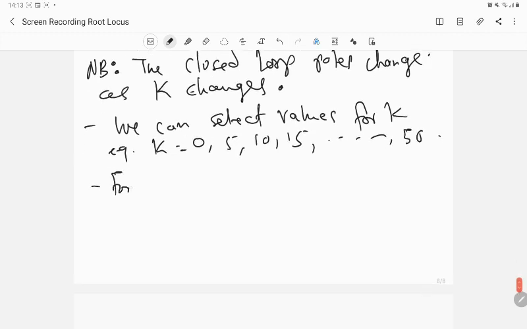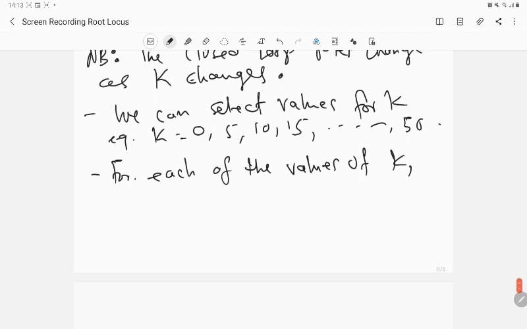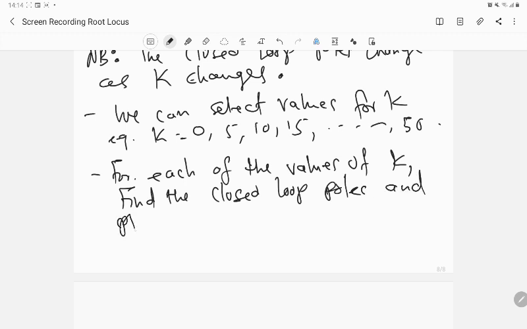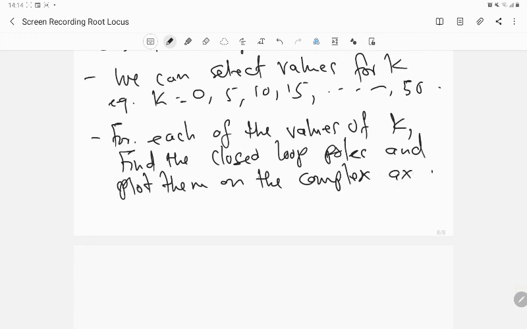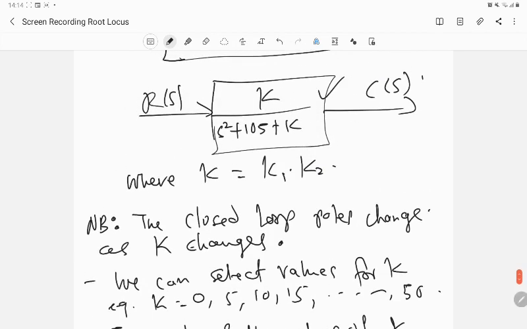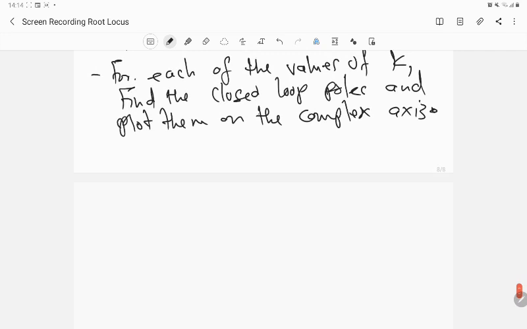Then for each of the values of K, we can find the closed loop poles and plot them on the complex plane. For each value of K, we substitute into the transfer function and find the poles. Then we plot that pole, which will be a complex number most probably, or a real number, or even a purely imaginary number, on the complex plane.